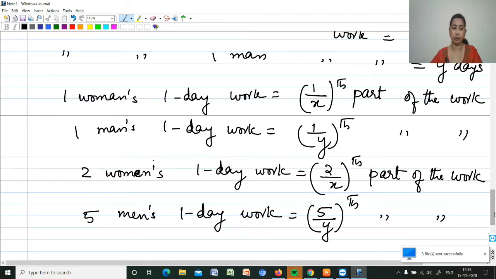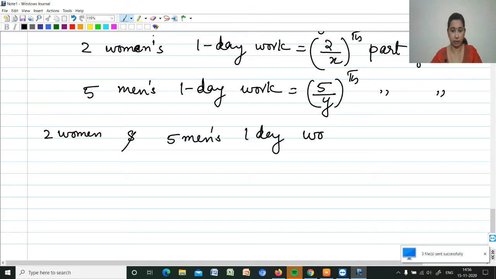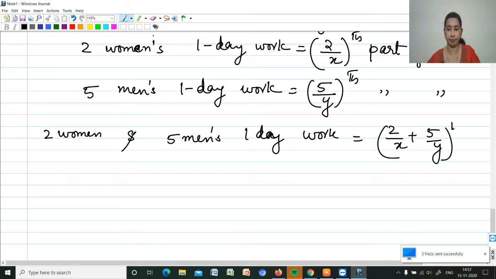Therefore, according to the question, 2 women and 5 men's 1 day work can be written as 2 by x plus 5 by y part of the work.